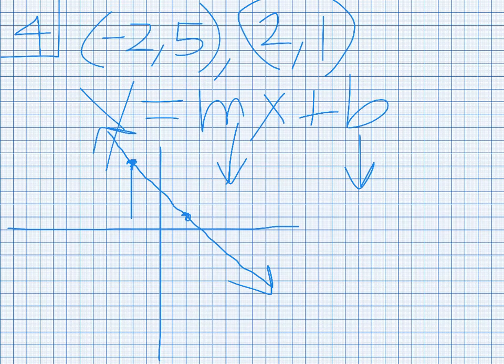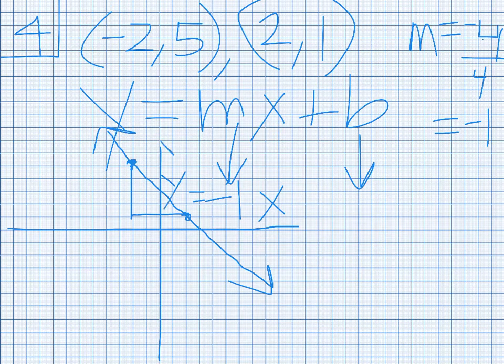So the slope, m, would be -4 over the run, which is 1, 2, 3, 4. So the slope is -1. That's going to go in the equation here, and this equals y. And then we're going to add b. So we've got to find the y-intercept.